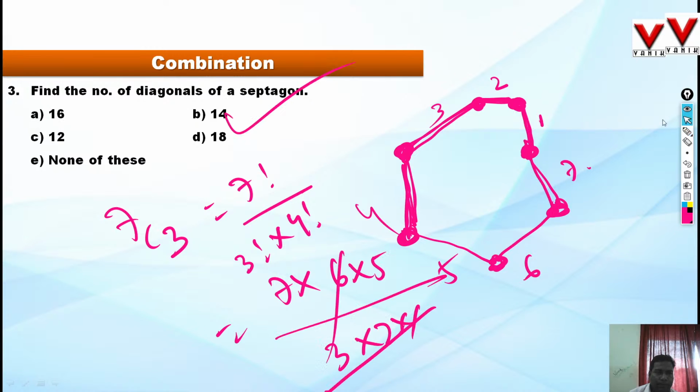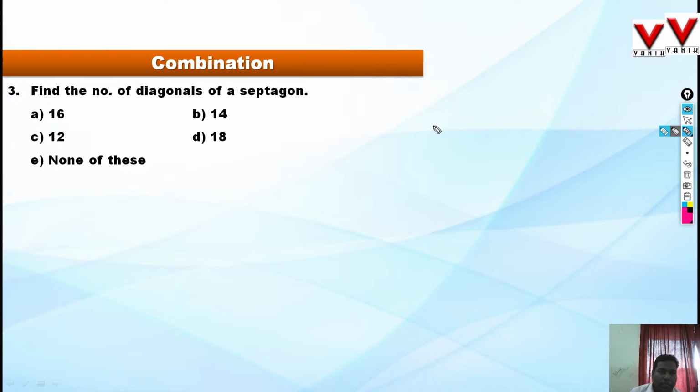Find the number of diagonals of a septagon. If you want to make the diagonals, we require only 2 points. Through the 2 points, we make a diagonal. So here, in the septagon, there are 7 vertices: 7C2. 7C2 means 7 factorial divided by 2 factorial into 5 factorial.